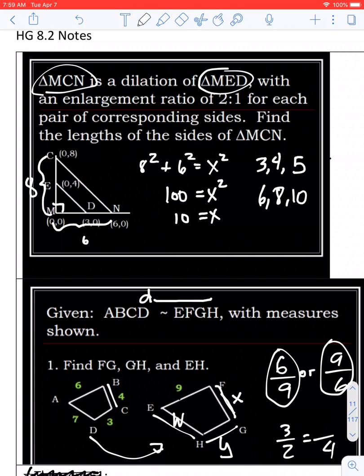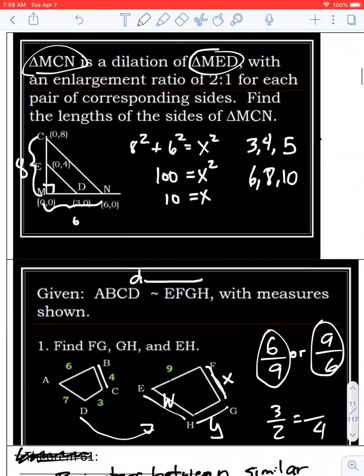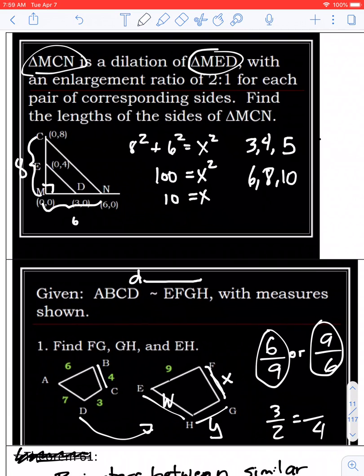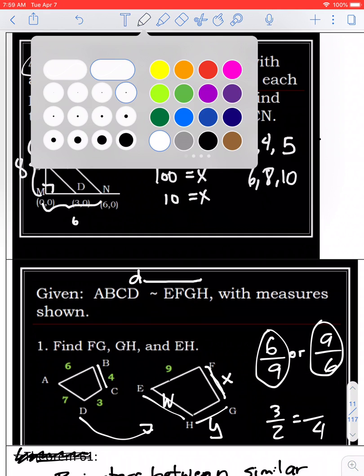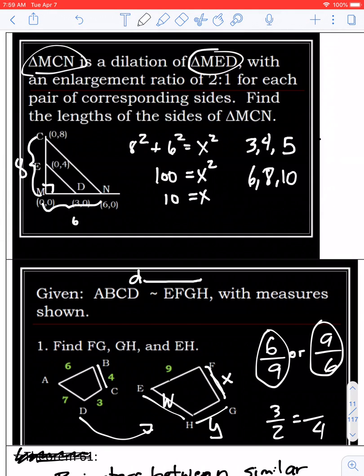I'm going to label the sides X, Y, and W. First of all, know which sides you begin with. So for example, if I'm trying to find X, I want to come over to the corresponding piece. How do I know 4 and X are corresponding? Because if we look at BC here and FG there, they're in the same positions.